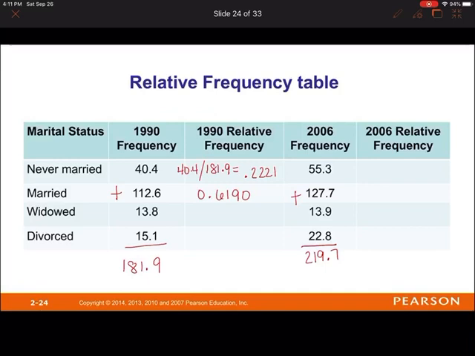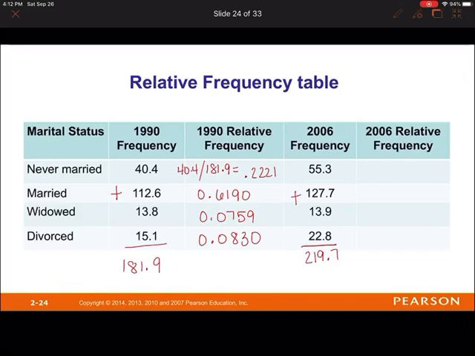Next one, for your widowed, 13.8 divided by 181.9 should give you an answer of 0.0759 when rounded correctly. And then divorced for 1990, 15.1 divided by 181.9 should give you an answer of 0.0830.